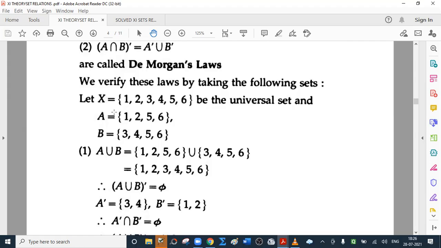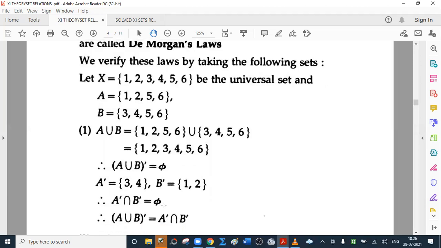Elements which are not in A but which are in the universal set. 3 is not in A but is in X. Same for 4. So A dash is {3, 4}. What is B dash? Elements which are not in B but are in the universal set: 1 and 2. Their intersection, not a single element is common.